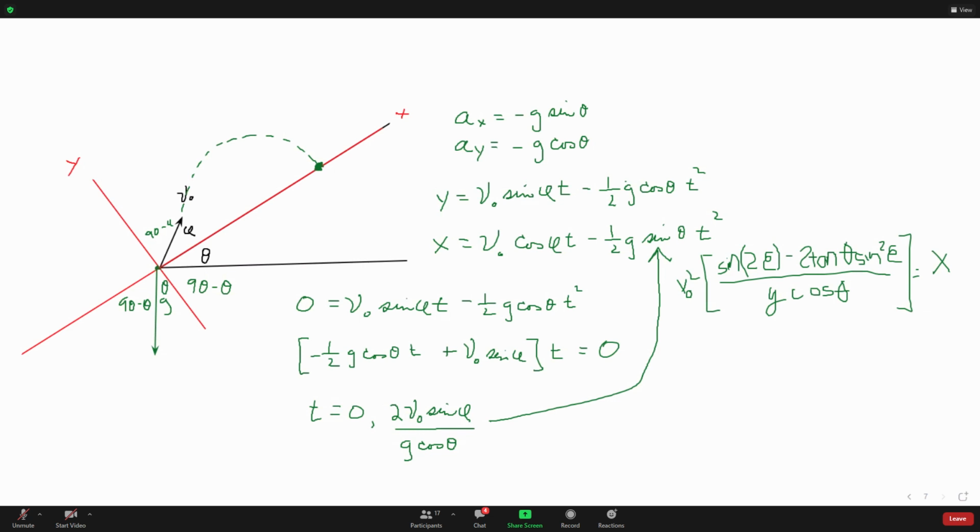Okay. Very good. So that X stands for the range when Y equals 0. You could call it X, you could call it R. And you've got V0 squared. Very good.